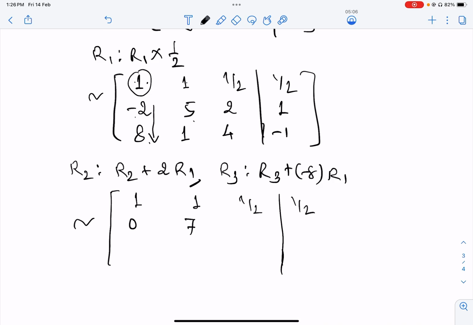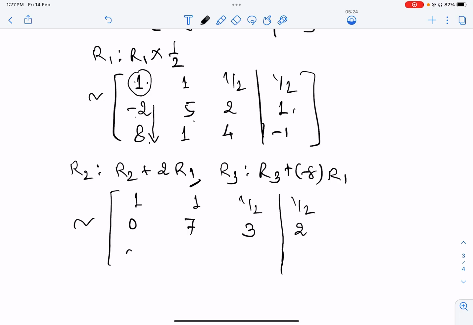1 by 2 multiplied by 2, so that is 1, and 2 here, so that is 3. 1 by 2 multiplied by 2, so that is 1, and 1 here, so that is 2. Now multiply the first row by minus 8 and add it to the third row.